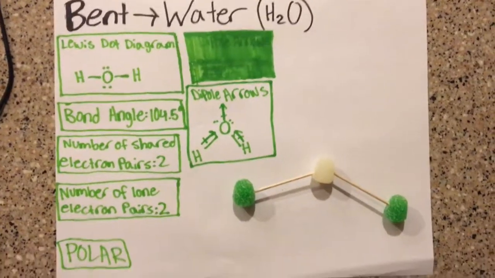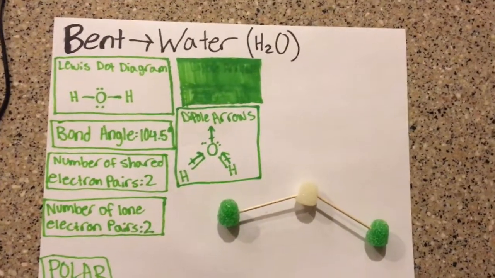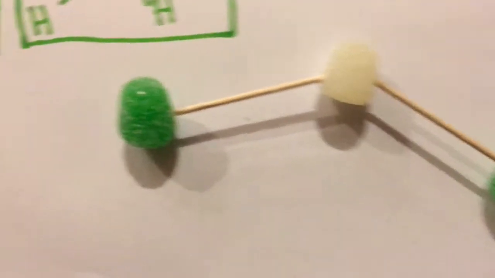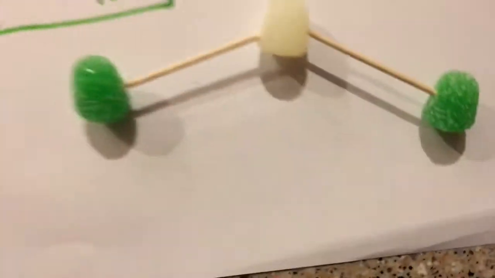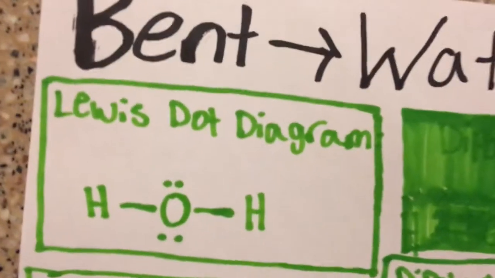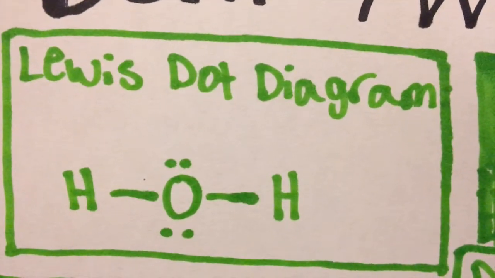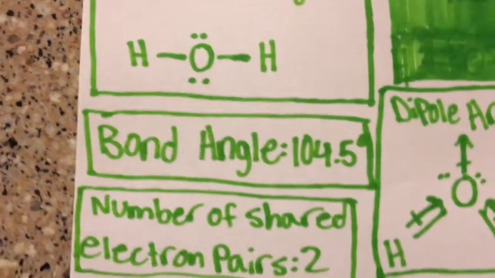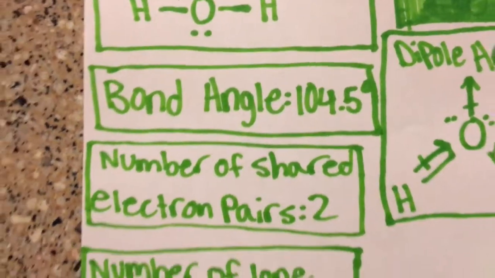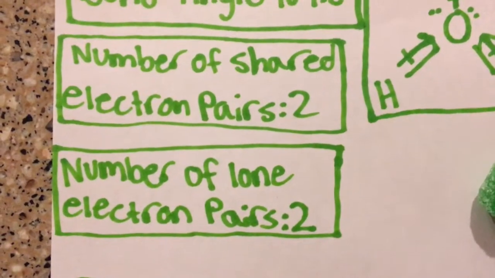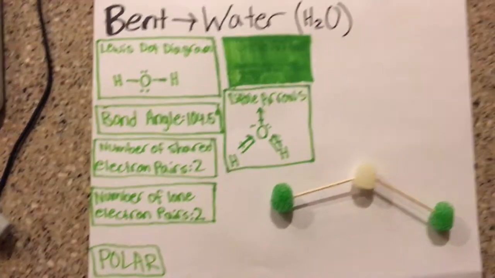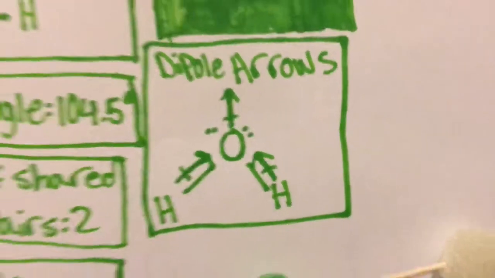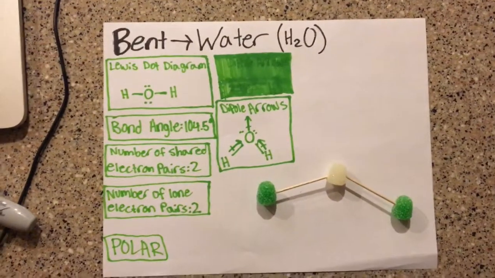For my bent molecule, I did water, which is H2O. And this is the picture. As you see, it's not like linear because these parts are bent. The Lewis dot diagram looks like this. The bond angle is 104.5 degrees, and the number of shared electron pairs is 2, while the number of lone electron pairs is also 2. And water is polar, and these are the dipole arrows. And so for my bent, I did water, H2O.